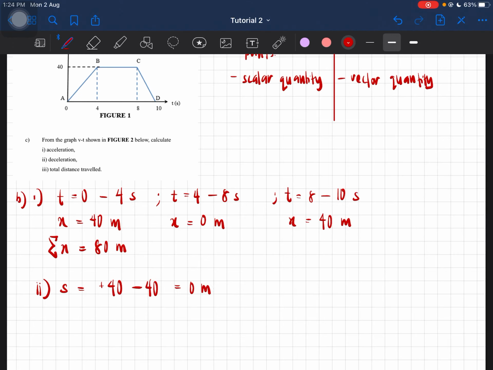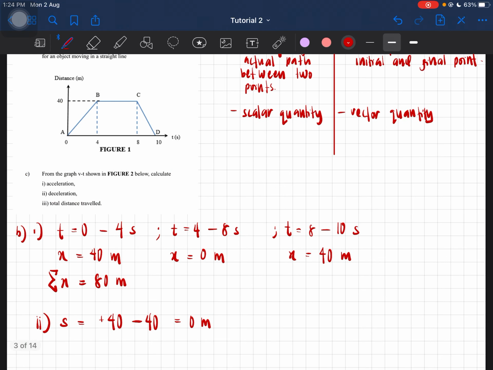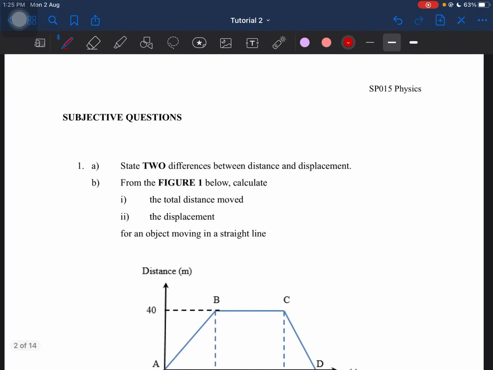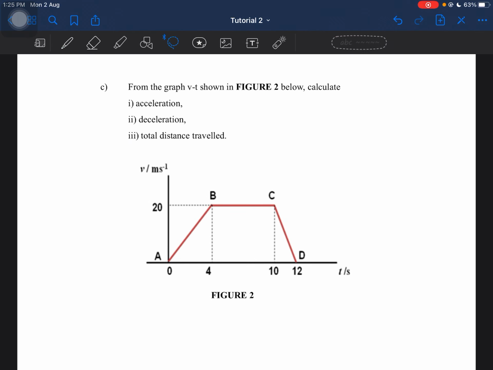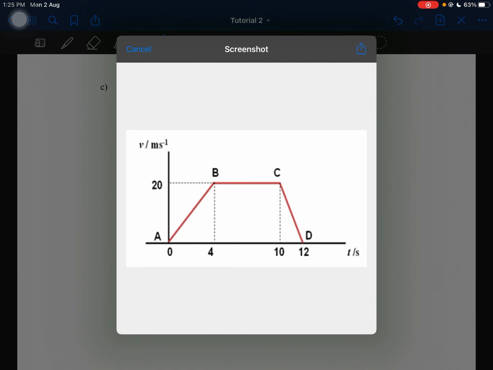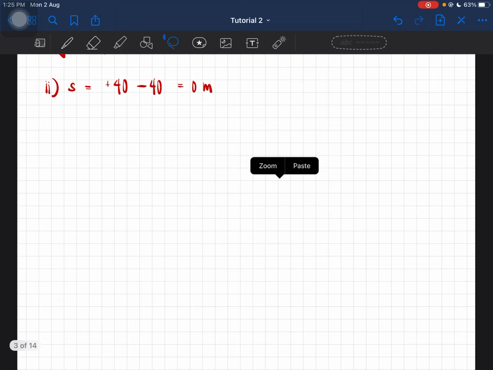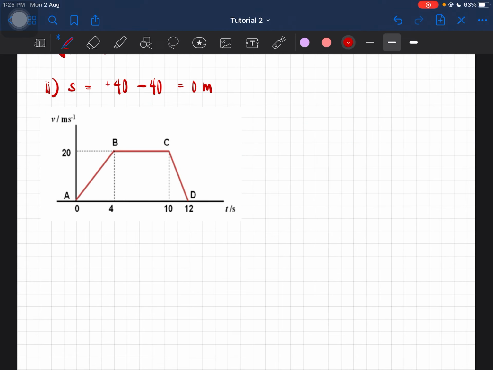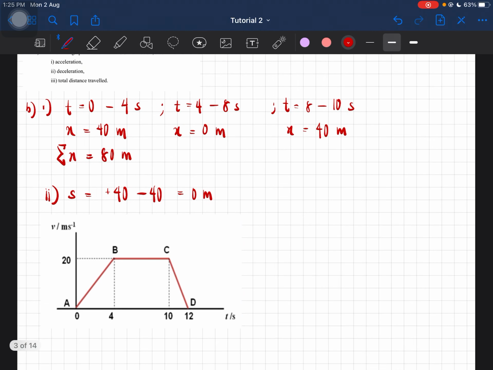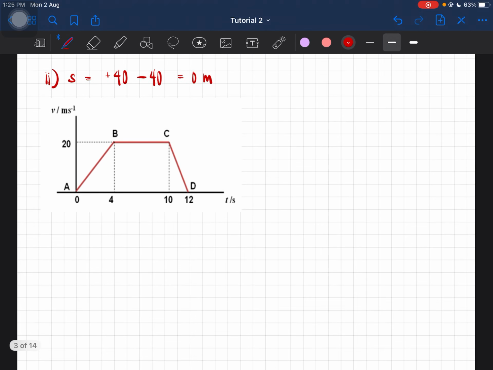meter. Okay, now question C, from the graph shown in figure 2 below. Oh, I forgot to add figure 2. So figure 2 is this one. Let me copy this, screenshot, copy. This is our figure 2. So from this figure 2, we have to calculate the acceleration, deceleration, as well as total distance traveled.